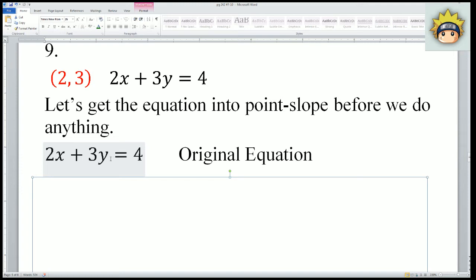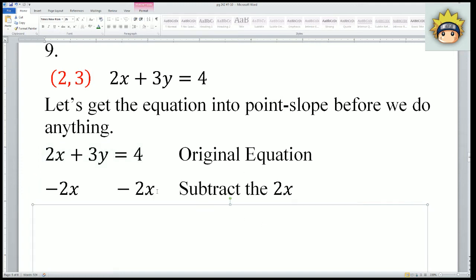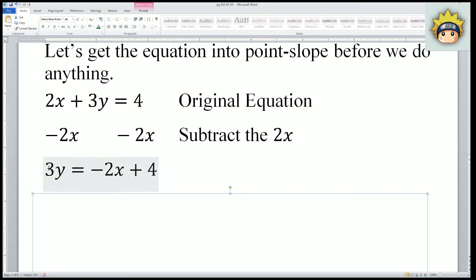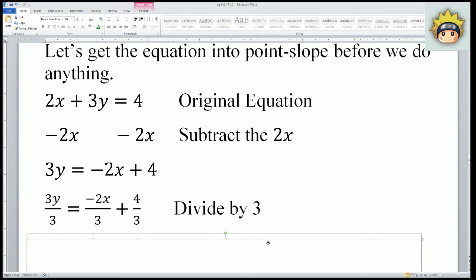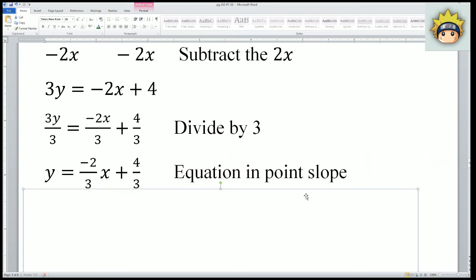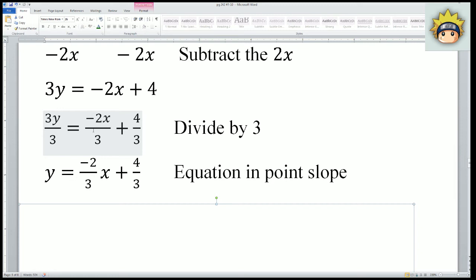2x plus 3y equals 4. That is the original equation. Subtract 2x from both sides because I'm trying to get y alone. I have 3y equals negative 2x plus 4. Divide by 3 because I'm trying to get y alone. When I divide by 3, I divide everything by 3, because whatever you do to the left-hand side, you do to the right-hand side. The right-hand side simplifies into negative 2 over 3x plus 4 over 3. This is the equation in slope-intercept form.